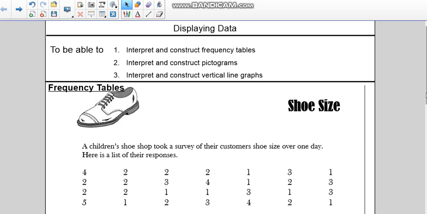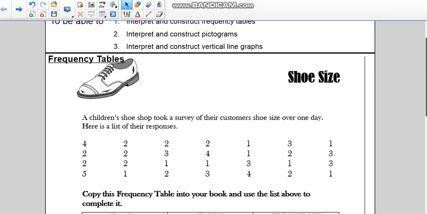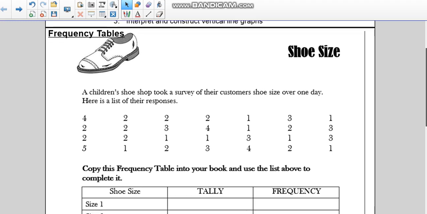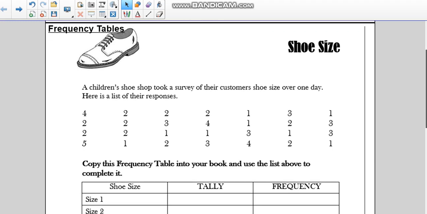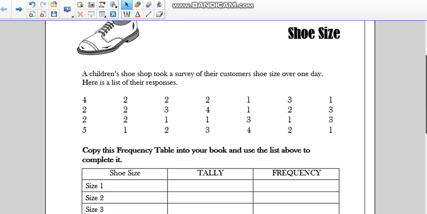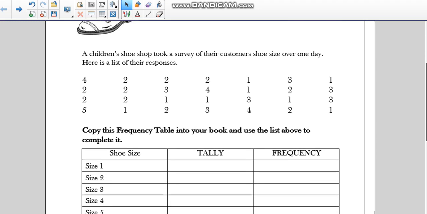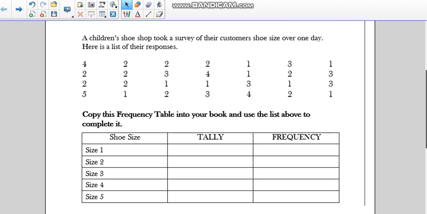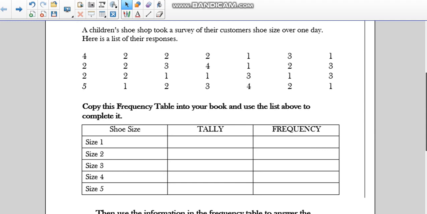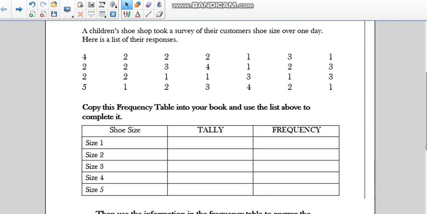So below we've got a set of data. Now this worksheet is attached to show my homework, so you can print it off or you can copy it out. It's up to you. Okay, so I'm just going to scroll down a little bit. So what we've got here is some data on shoe sizes, and we're asked to complete this frequency table.